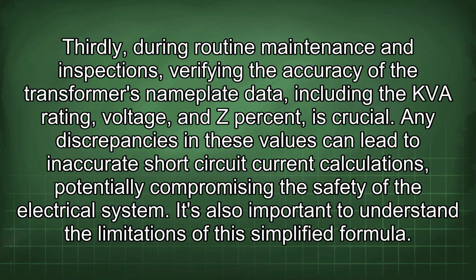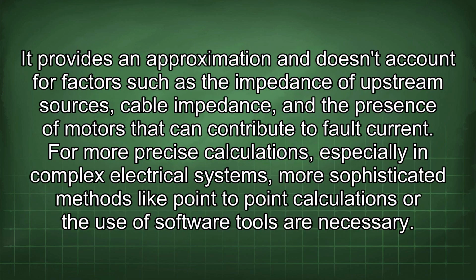Any discrepancies in these values can lead to inaccurate short-circuit current calculations, potentially compromising the safety of the electrical system. It's also important to understand the limitations of this simplified formula. It provides an approximation and doesn't account for factors such as the impedance of upstream sources, cable impedance, and the presence of motors that can contribute to fault current.